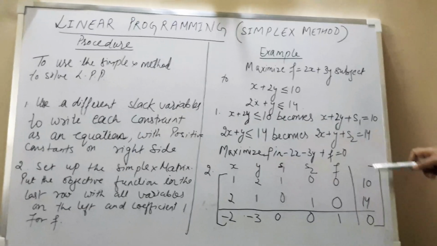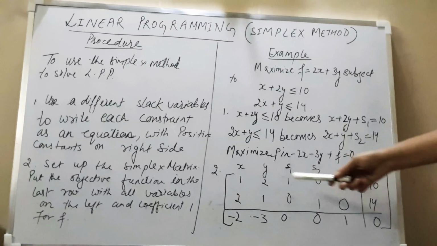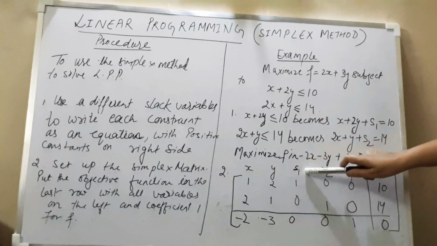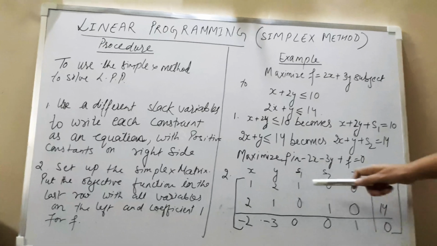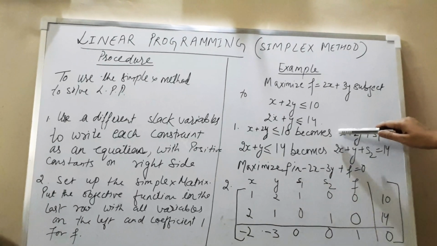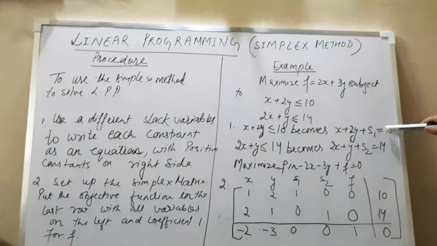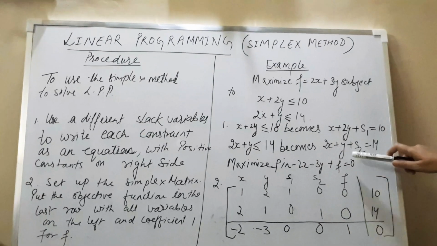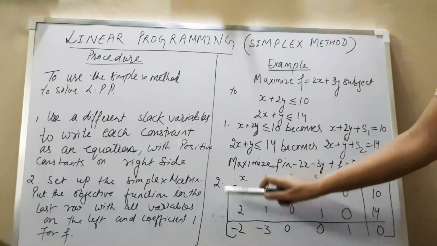So here it will look like this. These are x, y, s1, s2 and f. This is the first equation, this is the second equation, and this is the third equation, which we are putting in the form of a simplex matrix.